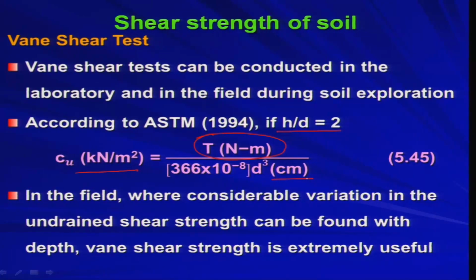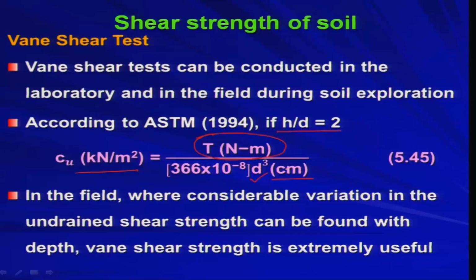So, if you know d, that is the diameter of the vanes, don't think that this is the diameter of the torque rod. Torque rod diameter has nothing to do with the shear strength. This is the diameter of the vanes, that means the peripheral diameter of the vanes, whatever is touching the soil surface. d is expressed in centimeter and torque is expressed in Newton meter. Please try to remember this. From this expression you can calculate Cu, which will come in kilonewton per meter square.